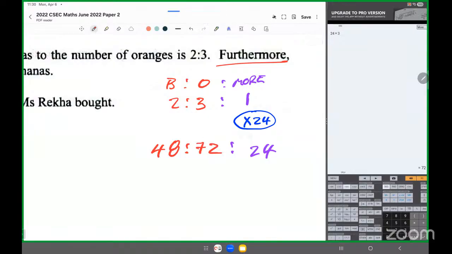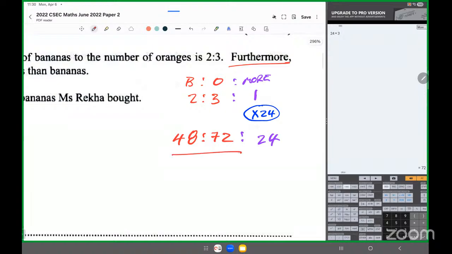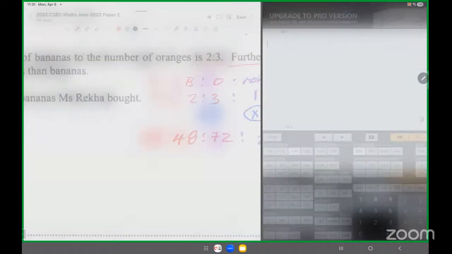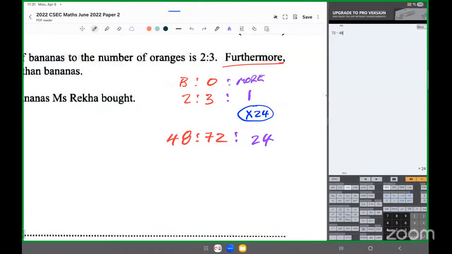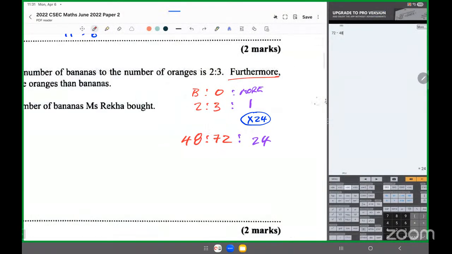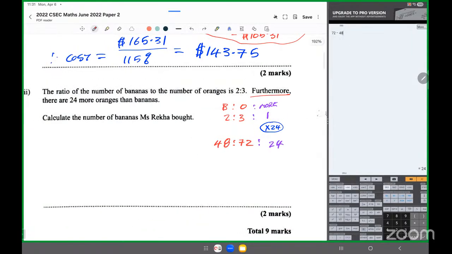So if you check this difference, now you're going to get the same 24. Look, check the difference over here. The 72 minus 48, you're getting 24. And so these are now the actual numbers of bananas and oranges. These numbers right here. And that's how you can do that calculation.